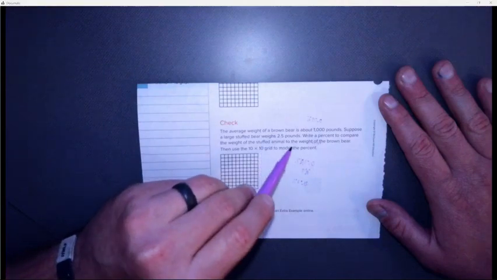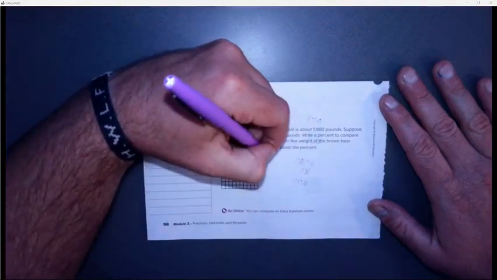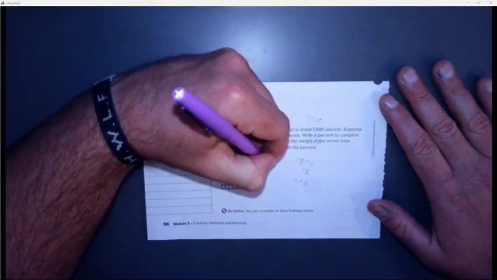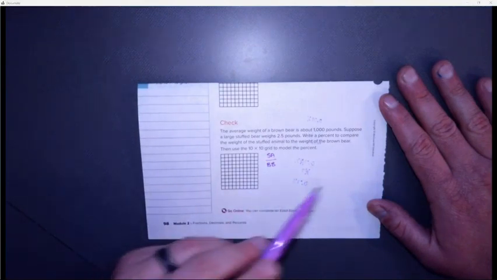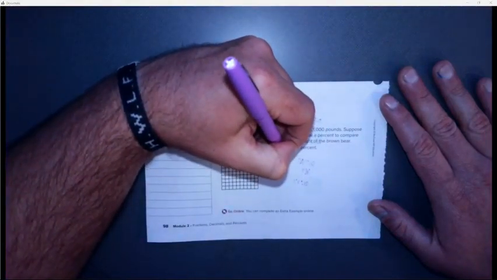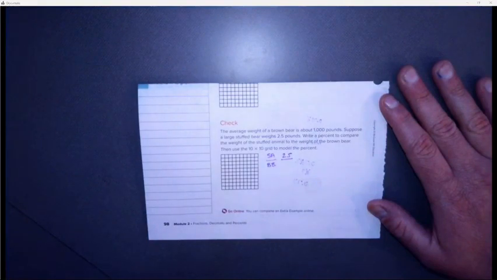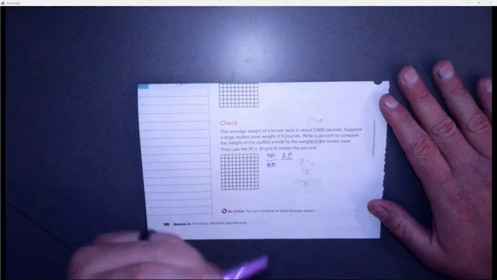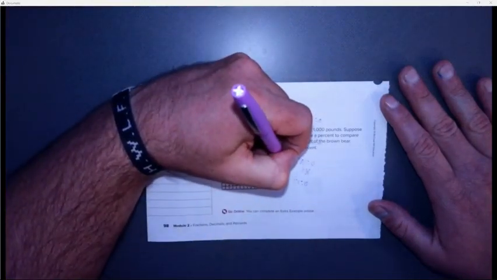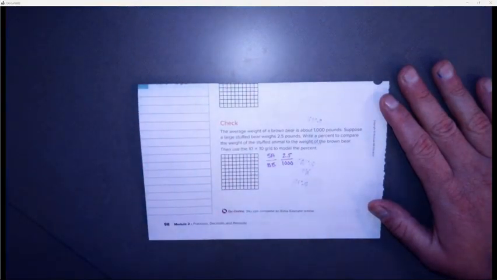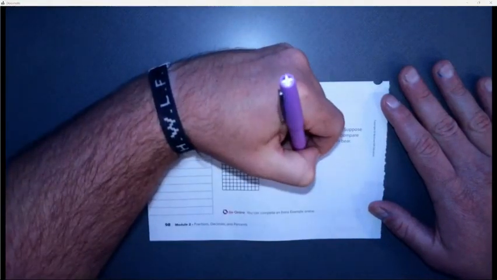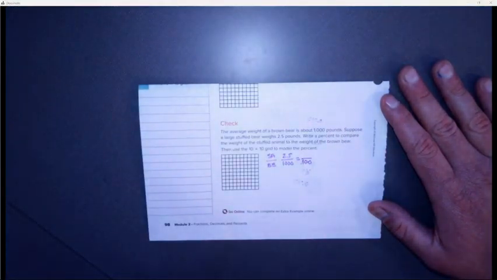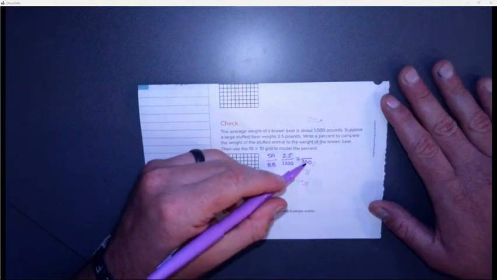Stuffed animal to the weight of the brown bear. Okay, so I got stuffed animal to the brown bear. Like before, we'll go ahead and write it in fraction form so we can get to where we want to with our percents. In my problem, it tells me that the stuffed animal weighs 2.5 pounds, and the brown bear is 1,000 pounds. Okay, so I want to get to a percent to compare them, so I know I need a fraction with a denominator of 100. So I need to get from 1,000 to 100.